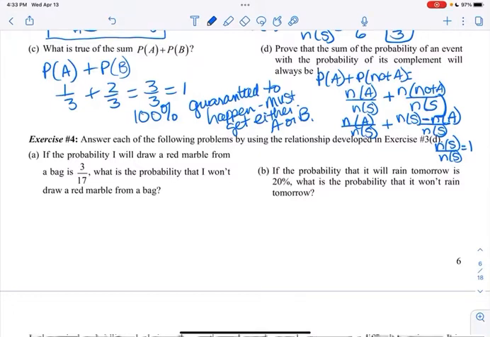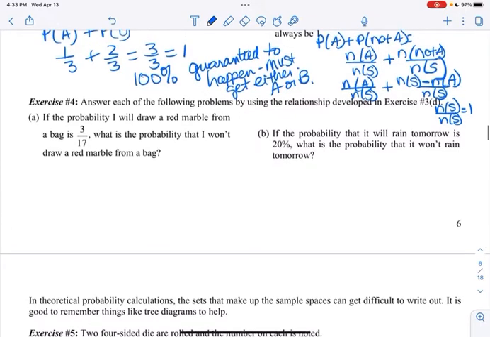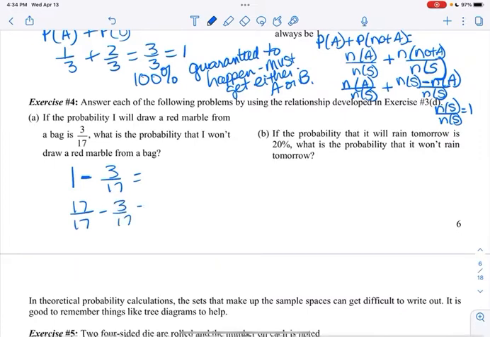All right. Answer each of the following problems by using the relationship developed in exercise 3D. As long as we know the rule, you don't have to prove the rule. If the probability I will draw a red marble from a bag is 3/17, what's the probability I won't draw a red marble from the bag? Well, the probability you won't is 1 minus 3/17. I'm just going to write 1 as 17/17, which gives 14/17.